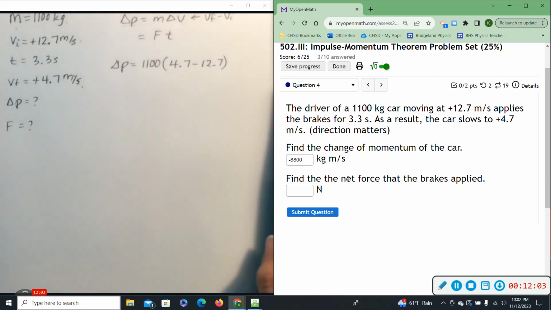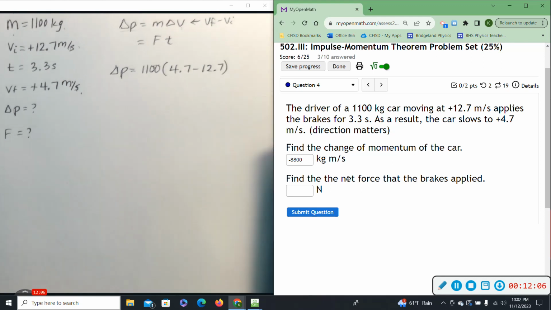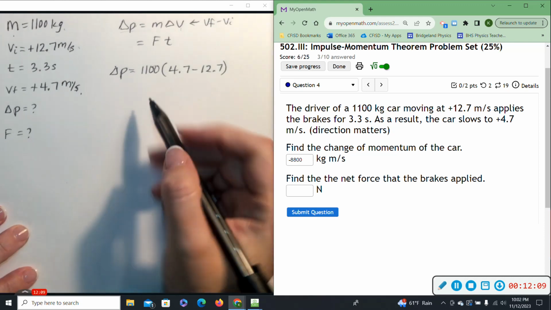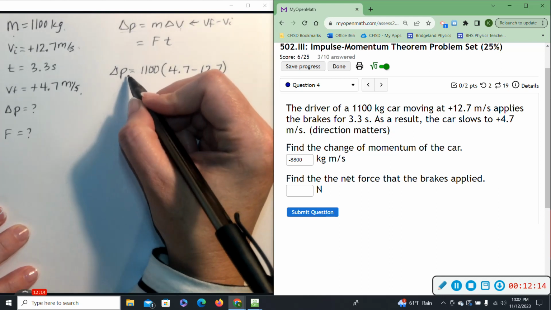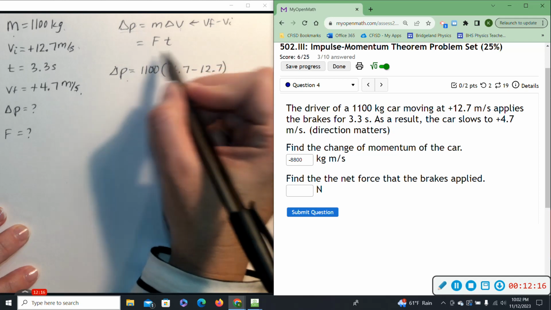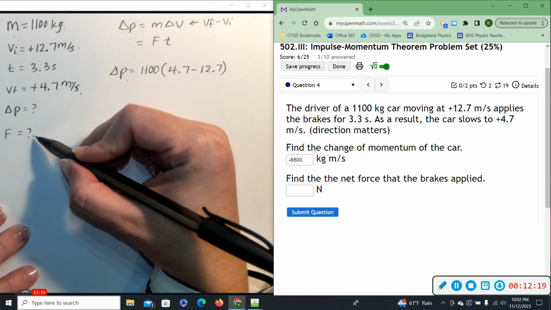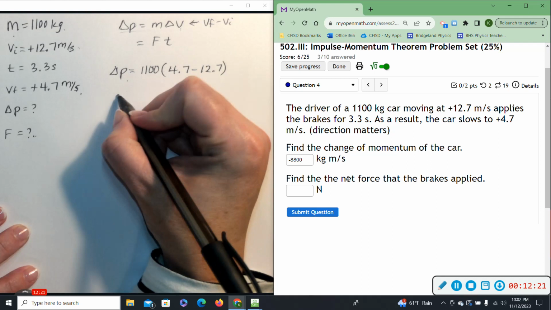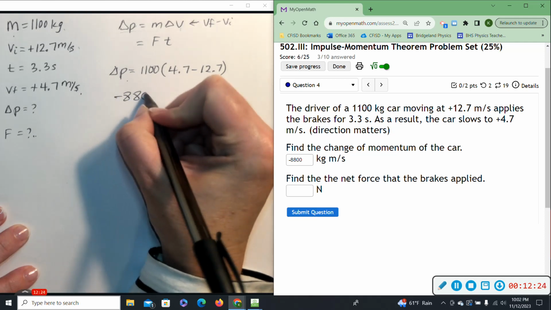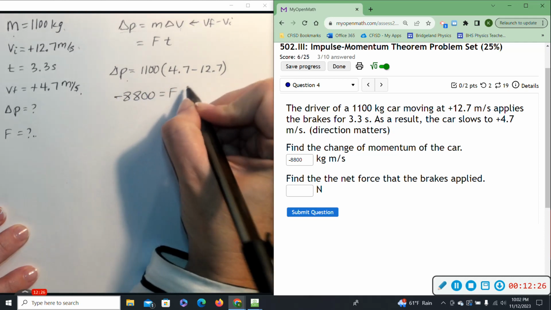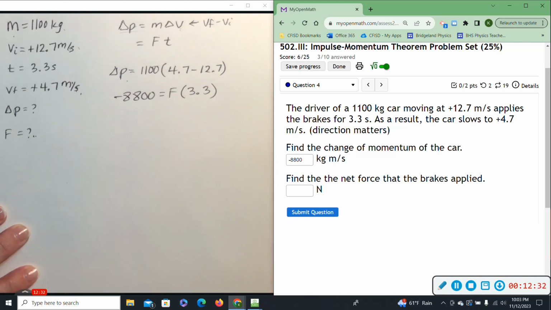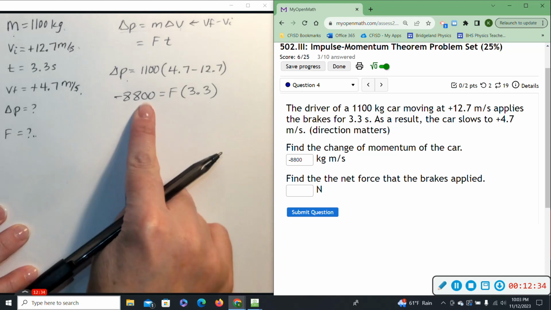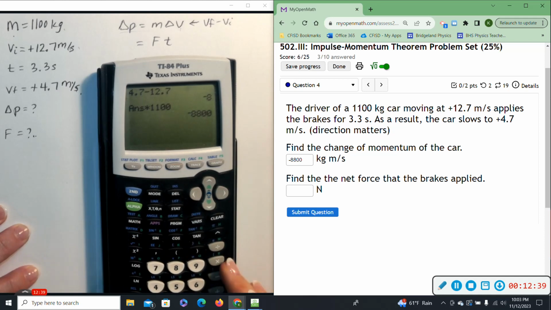The second question says find the net force whenever the brakes are applied. So again, we just determined our change in momentum, and I've already told you that change in momentum is also equal to impulse, so it's also equal to force times time, which means we can solve for the force because now we have a change in momentum, negative 8800, and we can set it equal to force times time, my time being 3.3 seconds. And so if I want to solve for force, I'm simply going to divide my answer from the previous question, negative 8800, divided by 3.3.